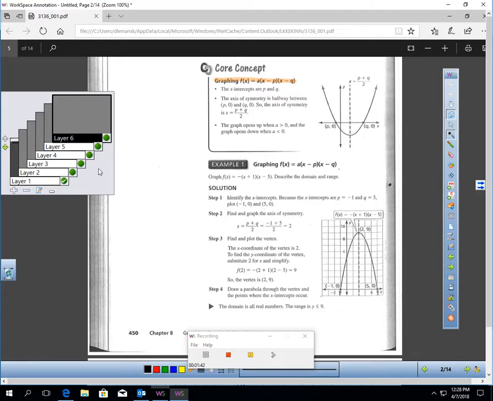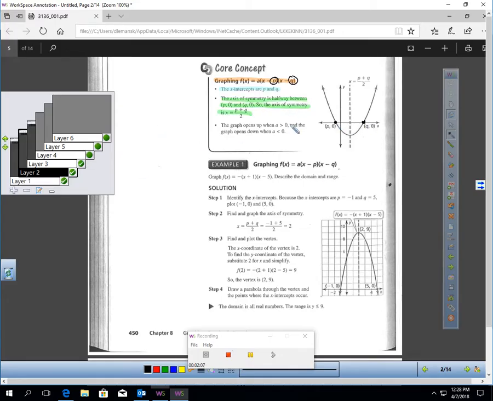So what does that tell me? First of all, the x-intercepts are P and Q. So these two numbers will tell me the x-intercepts of my graph. Now remember, the x-intercepts are the points where the graph crosses the x-axis. So these two numbers would give you these points of my parabola.